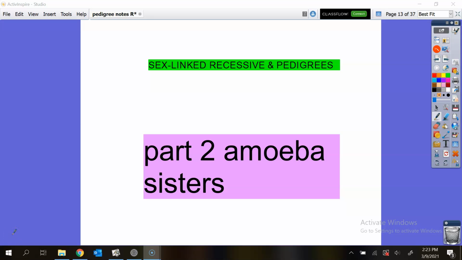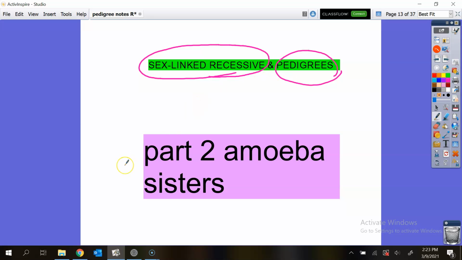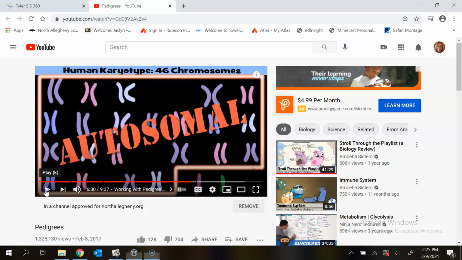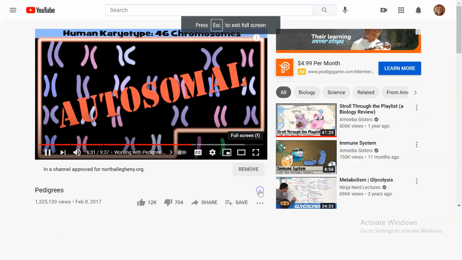Okay, so now we are going to look at another inheritance pattern known as sex-linked recessive, and how you would look at a pedigree and determine that that is the mode of inheritance. So now we're going to watch part 2 of that Amoeba Sisters clip and then come back together and do some practice problems.